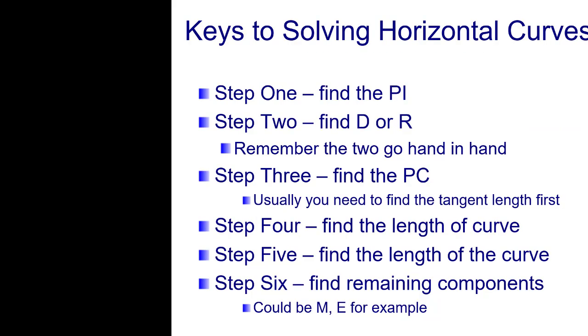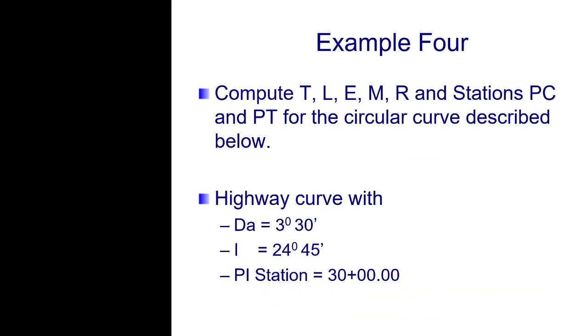Step 1, find the PI. Step 2, find D or R. Remember, the two go hand in hand. Step 3, find the PVC. Usually you need to find the tangent length first. Step 4, find the length of the curve. Step 5, find the length of the curve. Step 6, find the remaining components. Could be M, E, for example.